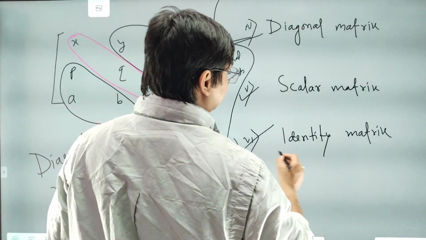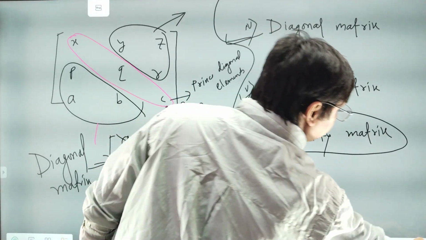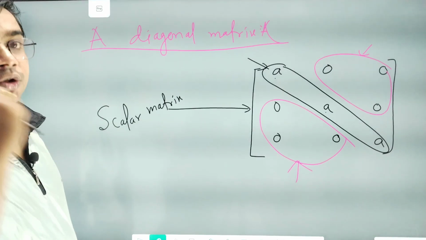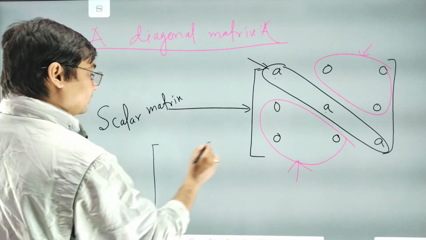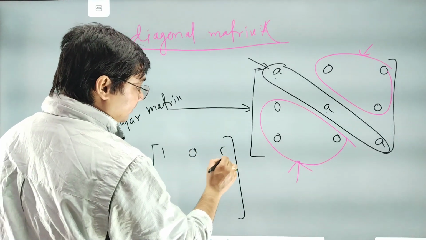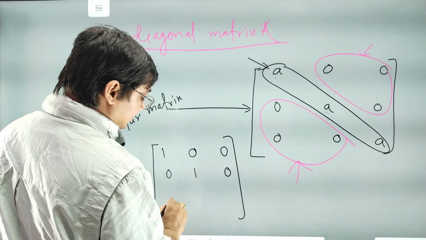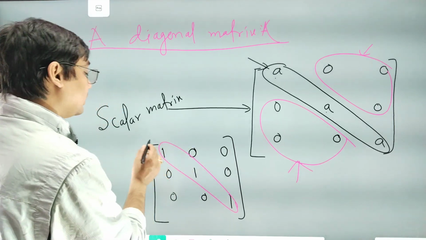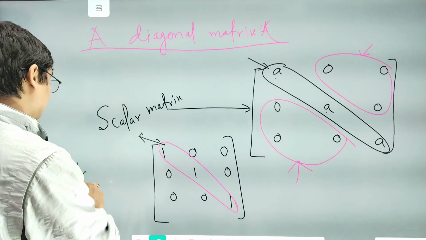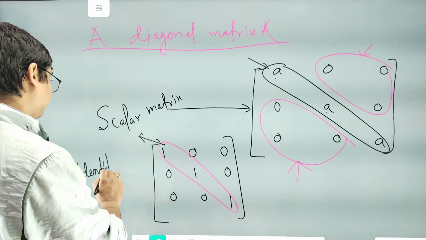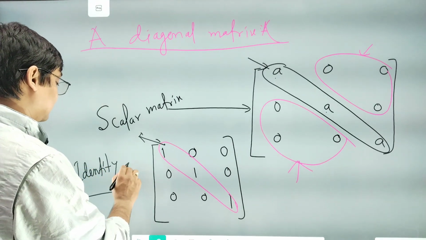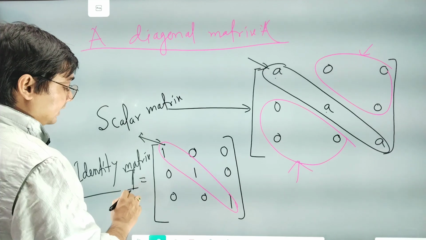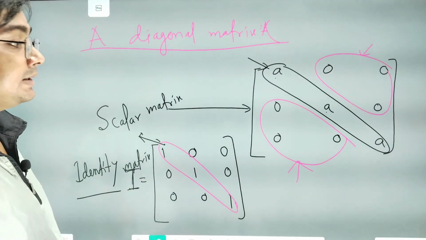Another type of matrix is called the identity matrix. So an identity matrix is a matrix in which all the diagonal elements are equal to 1. That means a matrix like this one. You see, this will be a scalar matrix: 1 0 0, 0 1 0, 0 0 1. This is a scalar matrix in which all the diagonal elements are equal to 1. So this type of matrix is called an identity matrix, and we generally denote the identity matrix by the symbol I.